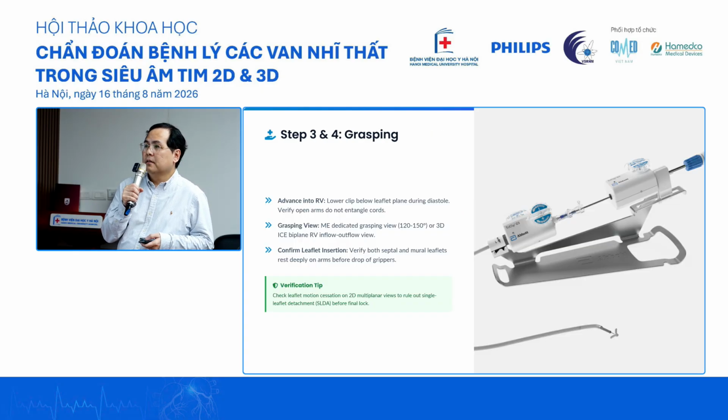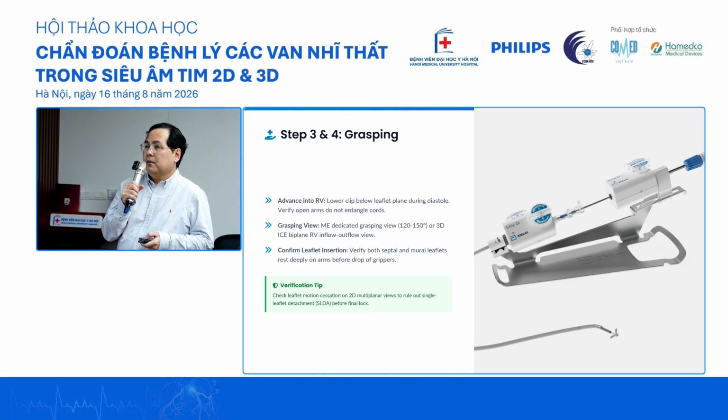So for grasping, you have to advance the probe into the RV, lower the clip below the leaflet plane during diastole, and verify the open arms do not entangle the cord. If you entangle the cord, there's a very high chance that you are unable to proceed with the procedure because you already injured the cord and then the TR becomes more severe, right?